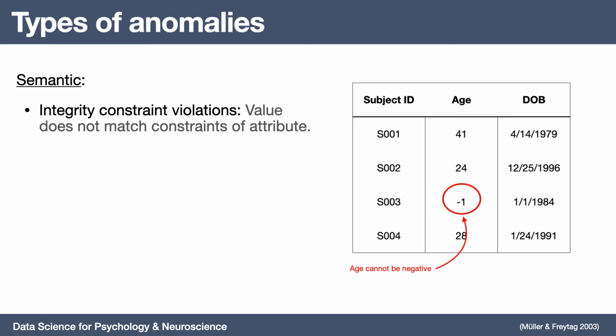Differences in age might be another story, but the assumption here is that age in years cannot be negative. And so this value violates that constraint of the attribute of age. You'll also see that with, say, negative reaction times. There's no such thing as a negative reaction time in its traditional form. So that will violate the meaning or the way you interpret that value.